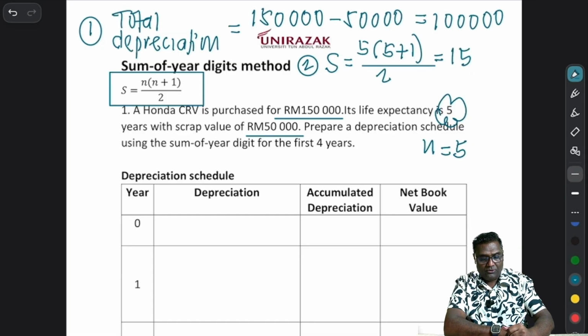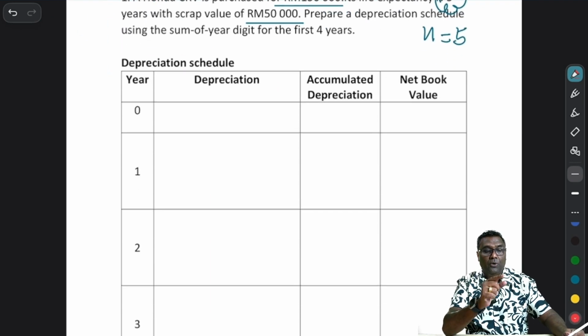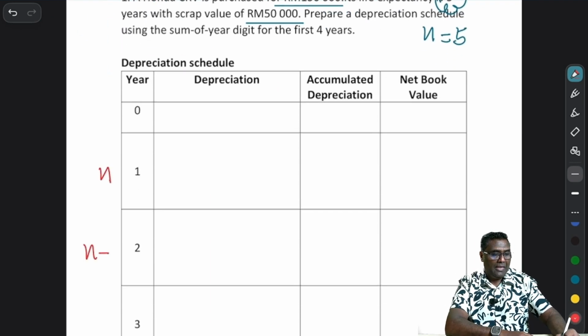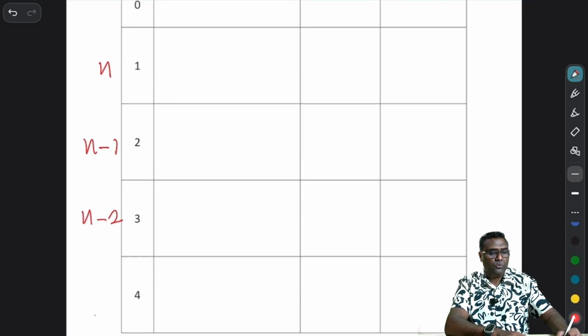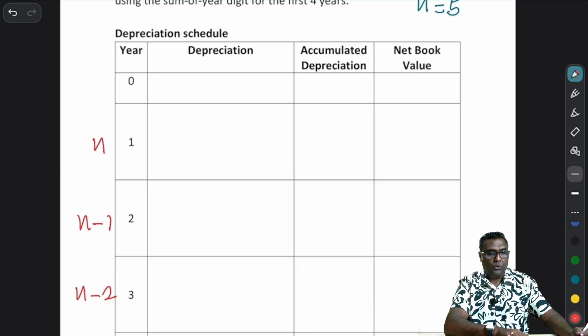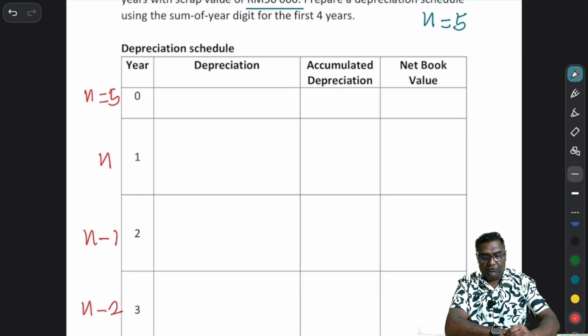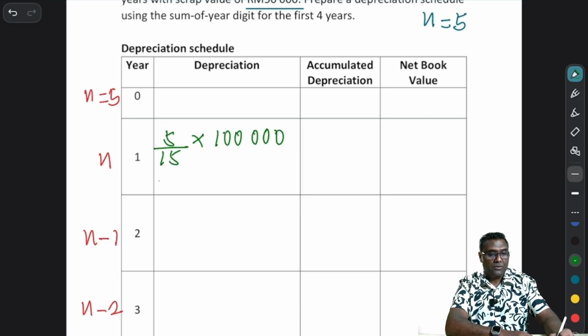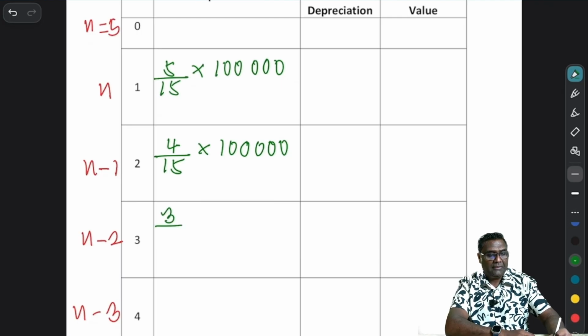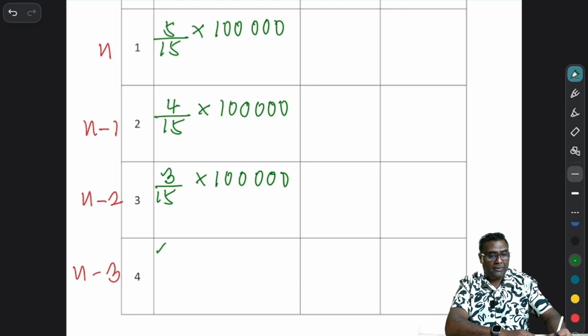Then the next thing that I need to let you know is how do I calculate the depreciation for each year? The formula is N, N minus 1, N minus 2, N minus 3. So we know the N is 5. So for the first year, it will be 5 over 15 of the total depreciation we calculated. So the next year would be 4 over 15 of 100,000. The following year would be 3 over 15 of 100,000. And the next year is going to be 2 over 15 of 100,000.